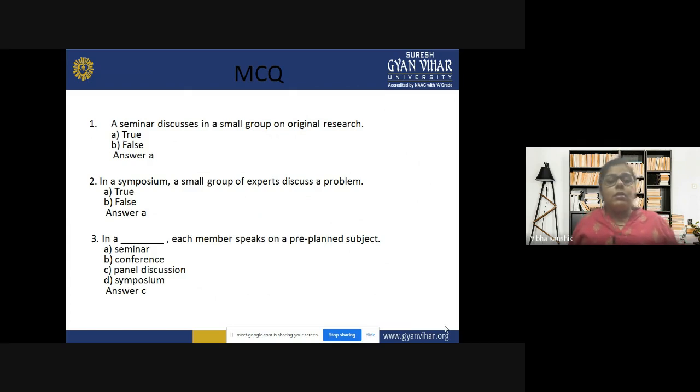In the third one, in a dash, each member speaks on a pre-planned subject. Now the options are A seminar, B conference, C panel discussion, or D symposium. Students, these are the options. Now you have to select the correct answer on the basis of the given choices, and the correct answer will be option C, that is a panel discussion. So we can say in a panel discussion each member speaks on a pre-planned subject.